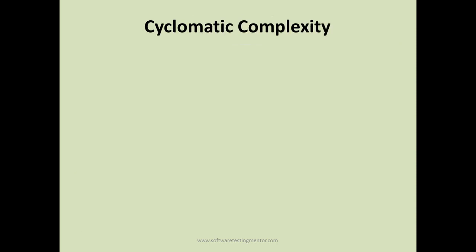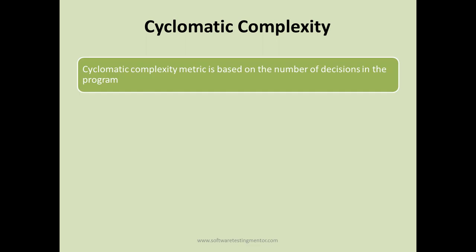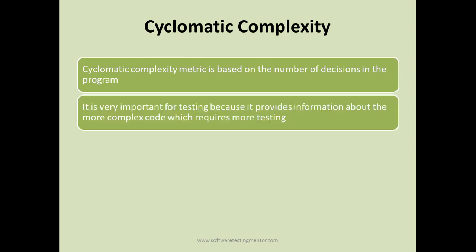Then let's discuss cyclomatic complexity. This is another complexity measure for the code. The cyclomatic complexity metric is based on the number of decisions in the program. It is very important for testing because it provides information about the complex code which requires more testing.